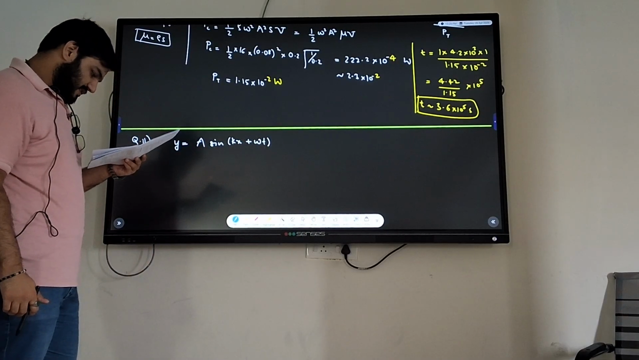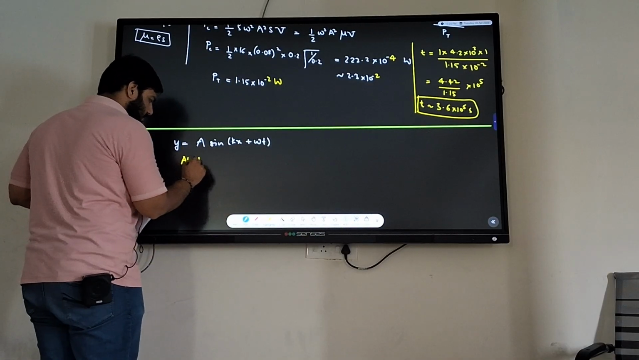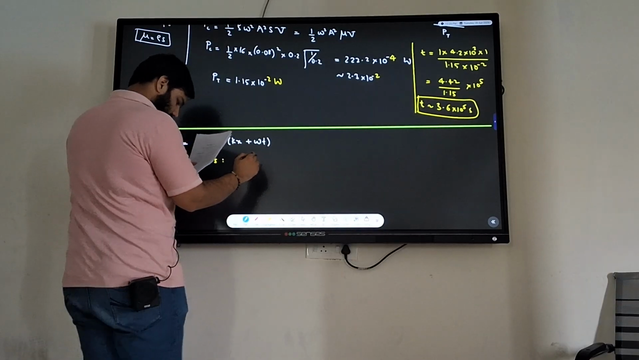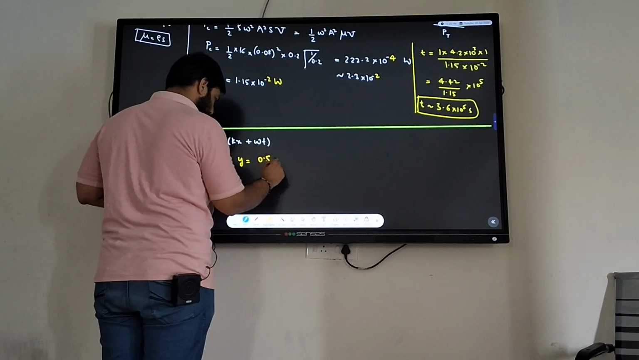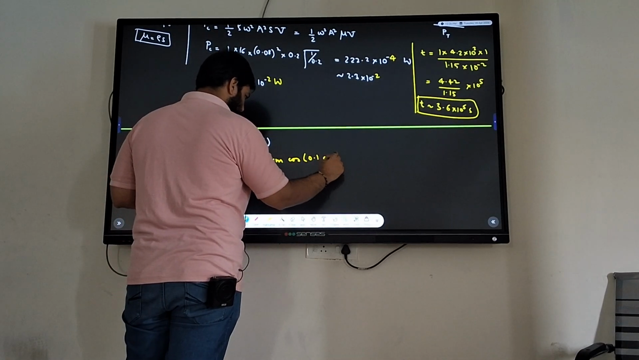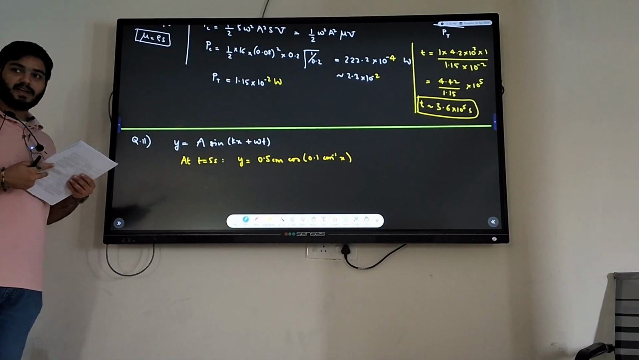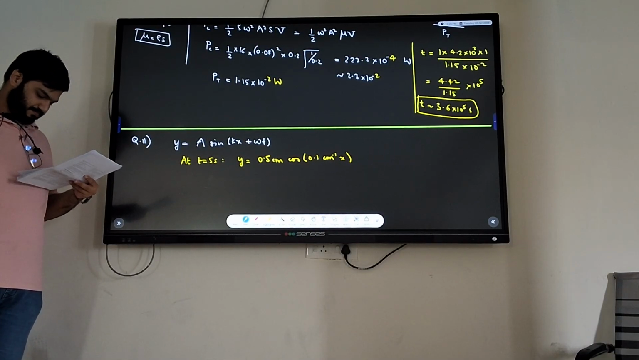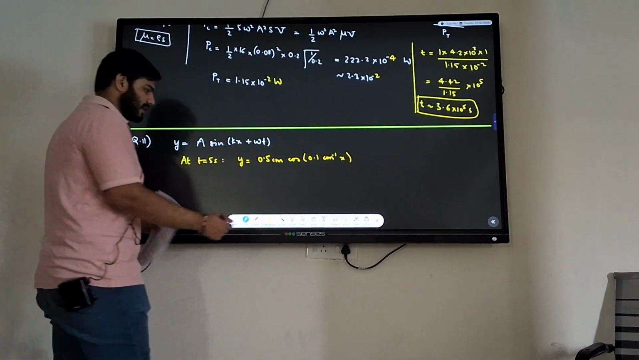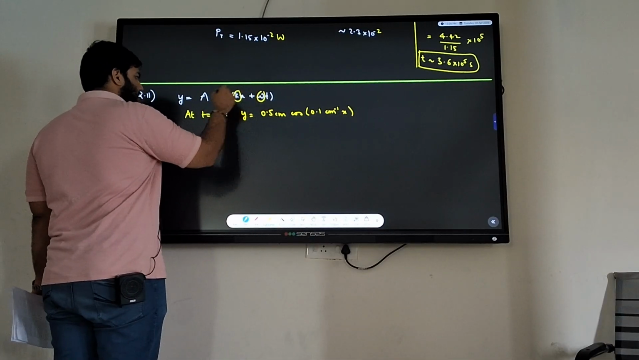So whose frequency is this? At some time the displacement is given. So at t equal to 5 seconds, y is given to be 0.5 centimeters cos 0.5 centimeter inverse. This is the correct equation because x and y are measured in centimeters. Obtain the displacement at t equal to 10 seconds. For that I have to write the complete equation. I have to specify k and omega and a.